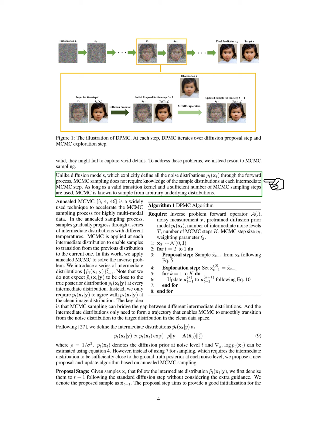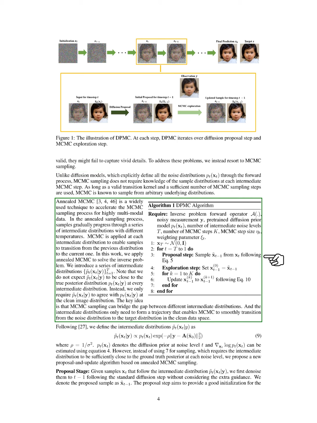We employ an annealed MCMC technique, where samples transition through a series of intermediate distributions with varying temperatures. This allows us to bridge the gap between different distributions effectively. We define these intermediate distributions and do not expect them to perfectly match the true posterior at every step. Instead, we only need them to align at the clean image distribution.